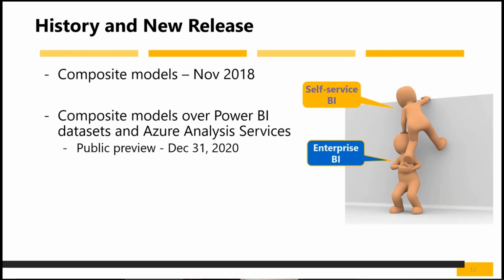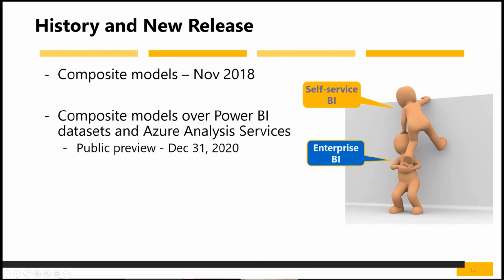Here I'm going to talk about two releases. First one is composite model, and it happened in November 2019. Previously we could use only one type of connection to build a report. In that case we can use either direct query or an import connection.